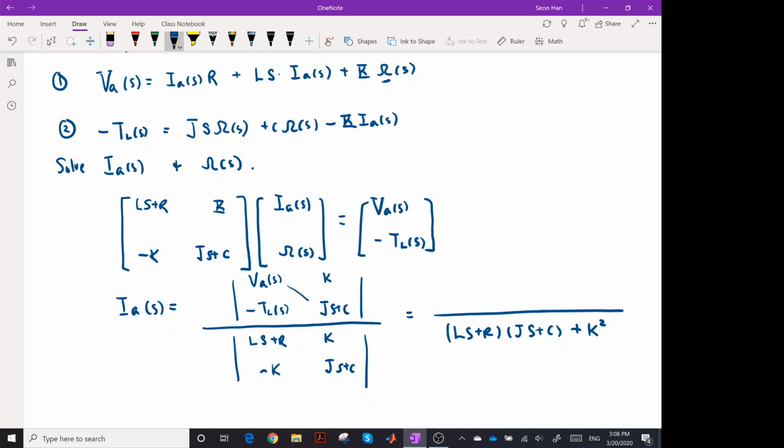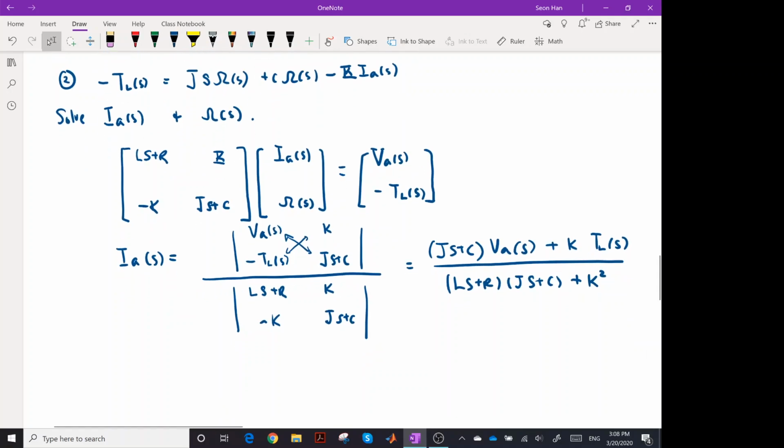And then you'll have, multiply these two together, so you have JS plus C times V_A(S). Now multiply these two together and subtract from the first. You have plus K times T_L(S). So now I found two transfer functions. If you wanted to find the I_A divided by V_A, you look at the coefficient of V_A when you solve for the I_A. I'm just going to write down the answer. I_A(S) over V_A(S) equals JS plus C divided by the denominator.